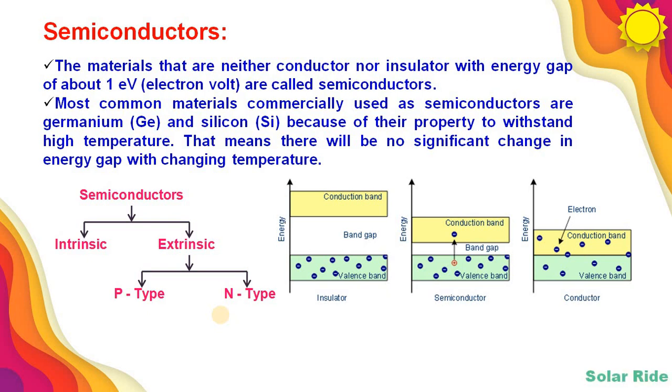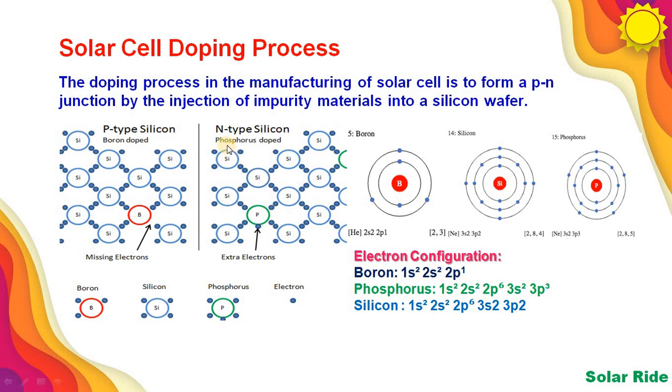Again, extrinsic semiconductor is divided into two parts: p-type extrinsic semiconductor and n-type extrinsic semiconductor. These are produced with the help of a process known as the doping process. The next slide is the doping process.